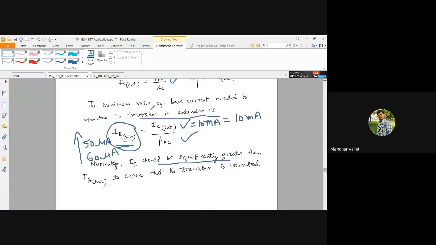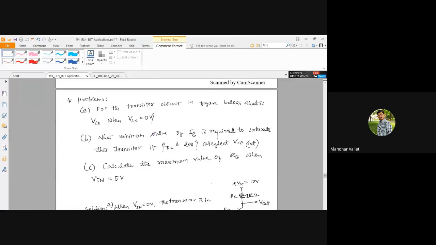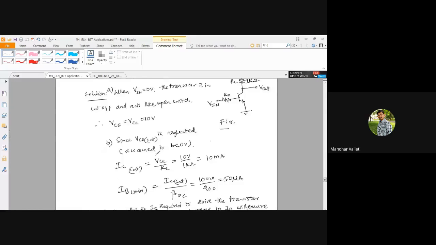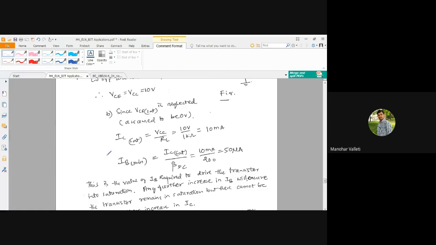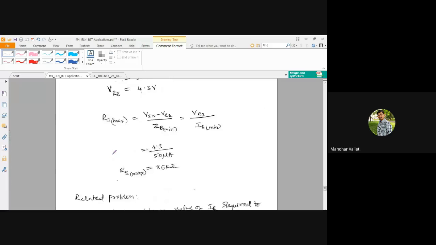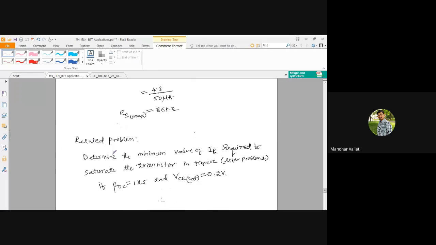So we will use all these relations to solve this problem. For a transistor circuit in the figure below, what is the VCE? You just go through this. This is self-explanatory. You just go through this problem. Very important for the exam.